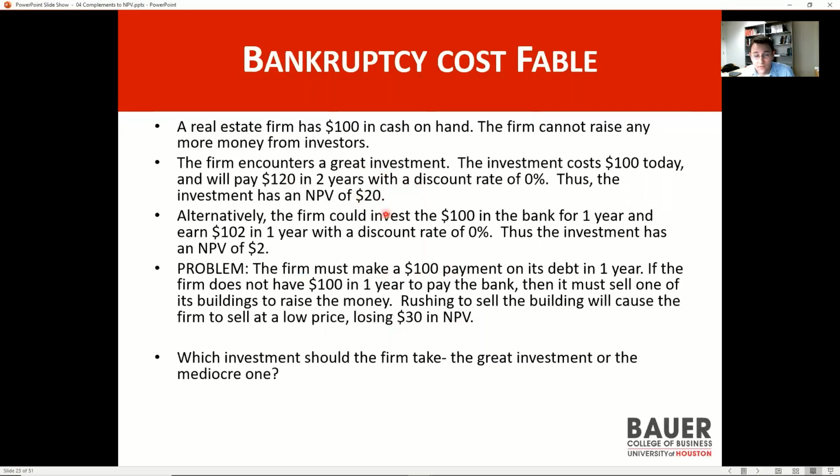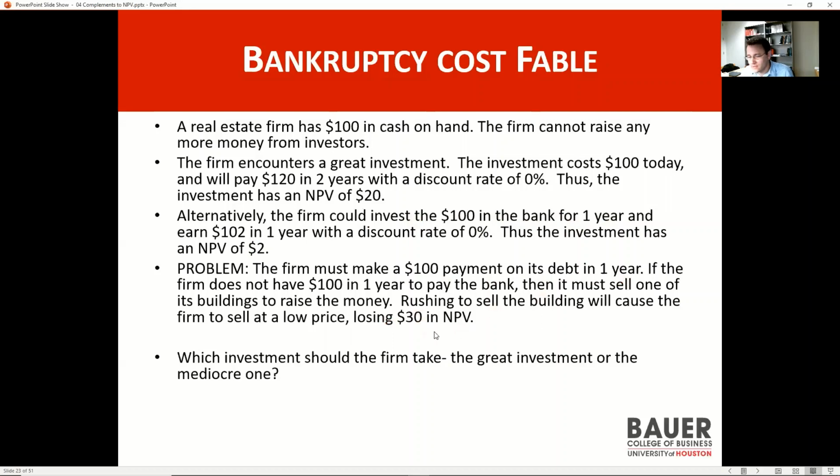So they get NPV of 20 here, but they lose NPV of 30 here because of these bankruptcy costs. So on net, that's a bad deal, right? They're losing $10. So what's the company going to do instead? Well, they're going to take this very boring project, just put the money in the bank, earn a little bit of NPV, but at least they have money in the bank so they can pay off their debt at time 1. And so at least they're not going to lose the 30.